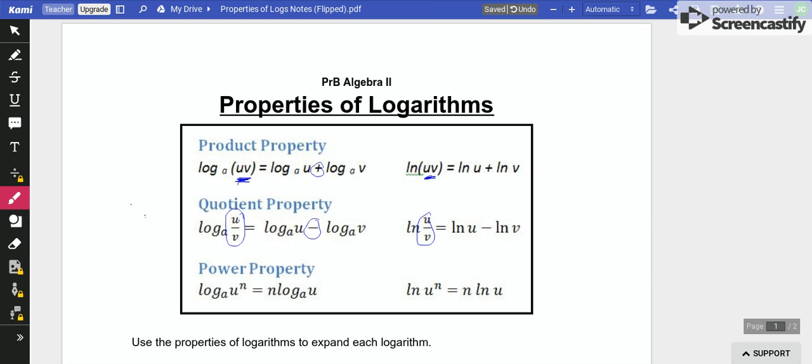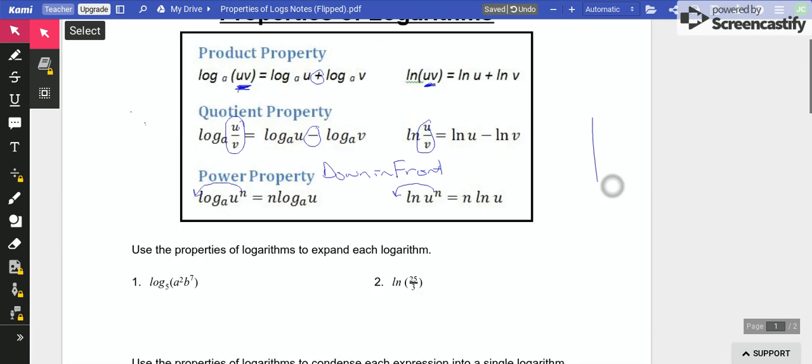The third one is probably my favorite. It's the one we're going to use most often. It's called the power property. So if you are taking the log of something raised to the power, I often call this the down and front property, because what it means is you can take this exponent and move it down in front. So it becomes n log base A of u. You can do the same thing with natural log. Bring that exponent down in front. And that's something that's going to be really helpful to us moving on here.